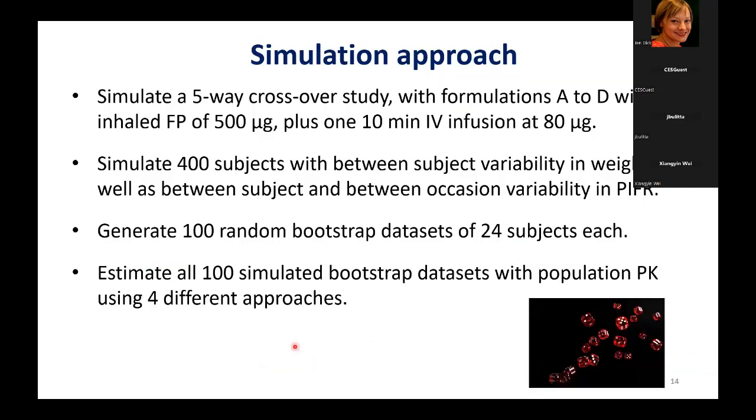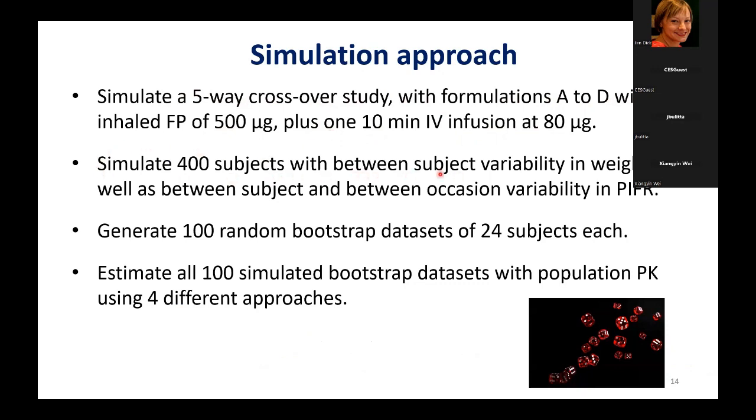So now we threw a lot of dice in our random number generator. We generated a 5A crossover study with formulations A, B, C, and D, with 500 micrograms FP inhaled each, and an IV 10-minute infusion 80 microgram FP reference dose, which gives about the same AUC.